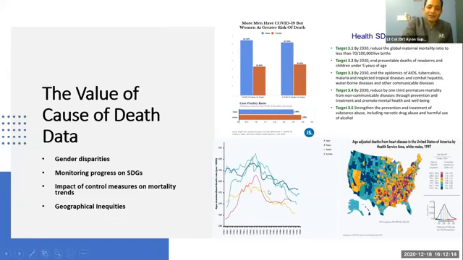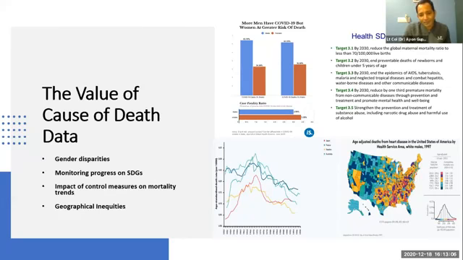Well, this is the data which tells us about gender disparities in death. See this slide: more men have COVID-19, but women are dying more. What is the cause? So the death data tells us what the difference is. Many of the SDG 3 targets are related to mortality. So how do we know that we are achieving those milestones, or are we going off track? You want to see the impact of control measures on mortality trends. As you can see in this figure, in the 1970s seatbelt legislation was made mandatory in the European Union, and after that you can see that deaths from road traffic accidents have been trending downwards. And finally, you can see the geographical inequities also. So that is why cause of death data is important.